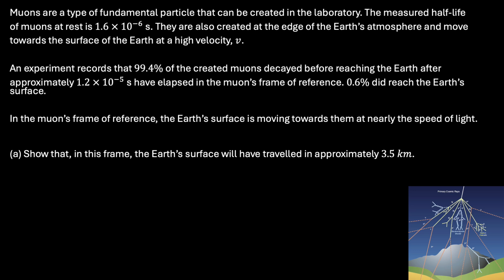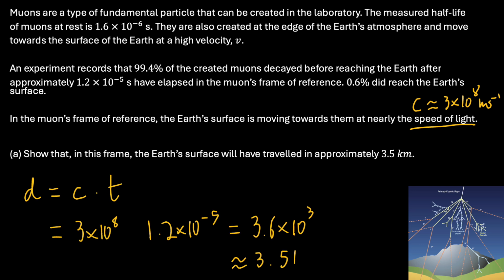So the first question, we know that the muons are moving at close to the speed of light, which is 3 times 10 to the 8 as per the IB data booklet. And then it's actually a pretty simple calculation. You just need to make sure you pick the right time, because it's talking about the muons' reference frame. In this frame, show that they've travelled 3.5 kilometres. So to the muons, this 10 kilometres distance is only seen as 3.5.